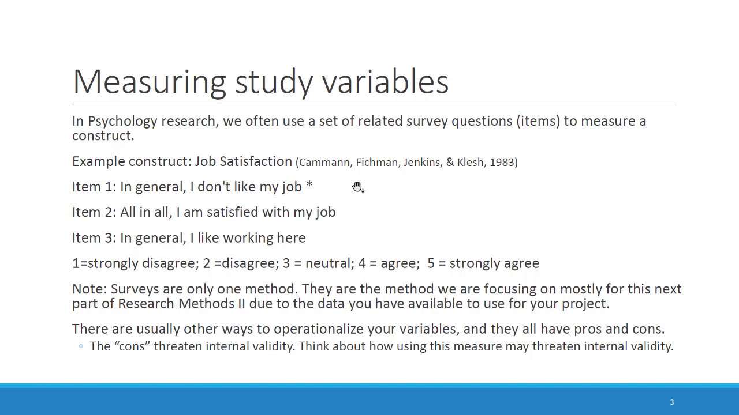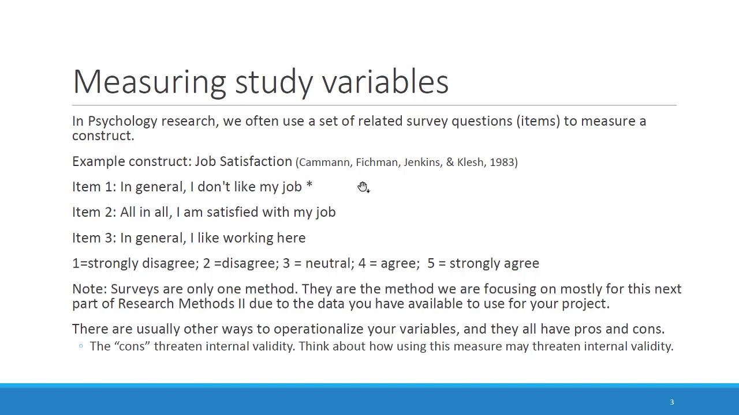Well, hopefully you noticed that number 1 is written in the reverse of numbers 2 and 3. In other words, if you answered strongly agree for I don't like my job, then you should be answering disagree or strongly disagree for I am satisfied with my job. Because if you agree that you don't like your job, you shouldn't be agreeing that you are satisfied with your job. So we call item 1 a reverse coded item.